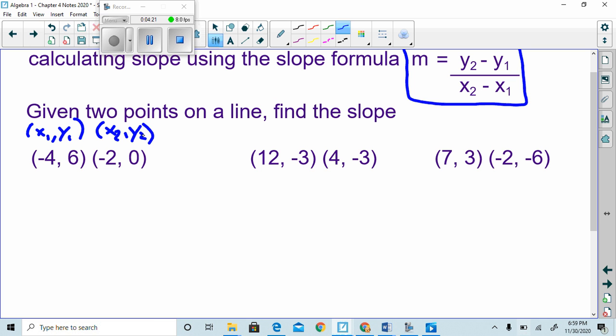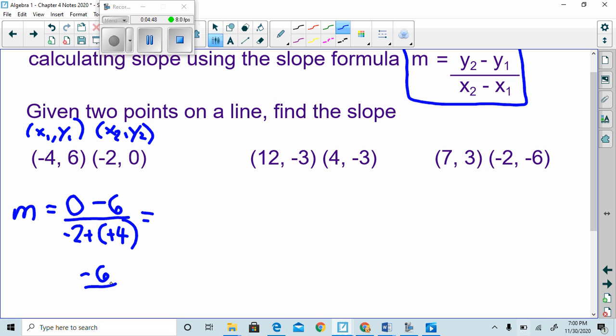And in the beginning, like I said yesterday, some people label them to be sure they put the numbers in the right place. Well, my formula is over here on the right, so my y2 comes first, so that's 0 minus 6. That's my change in y over my change in x, negative 2 minus negative 4. Again, let's go ahead and simplify, and that's going to give me a negative 6. I'm going to add the opposite and get a positive 2. That gives me a negative 3 over 1, which basically simplifies to m is equal to negative 3.